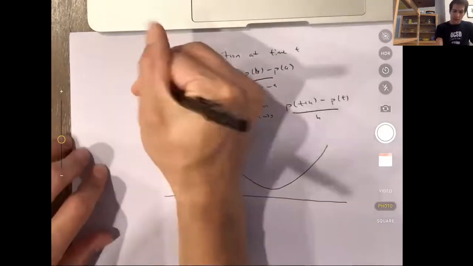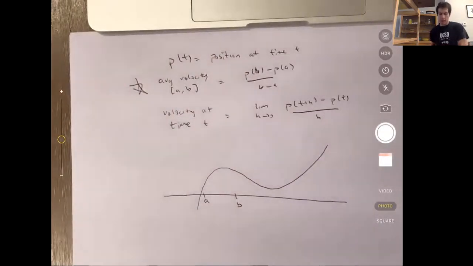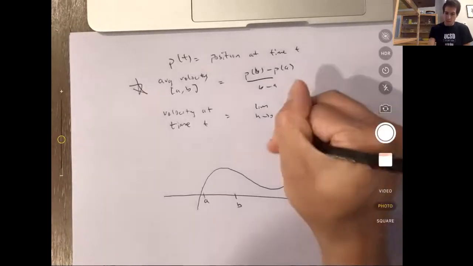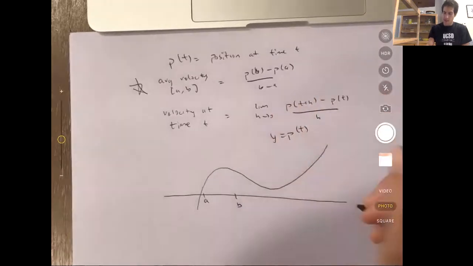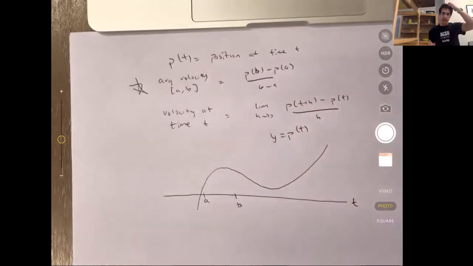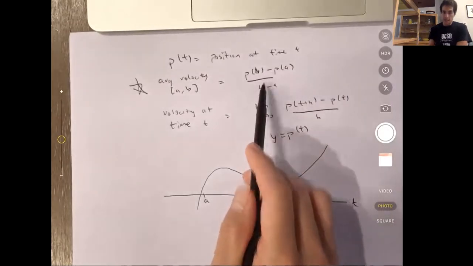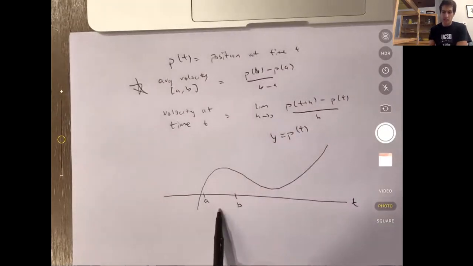So I want to first start with the average velocity. Graphically, I want to look at what this means. So if I have my position, y is p of t, and the x-axis here is the t-axis. I want to look at what this formula is saying according to this graph, right? So let's look at the numerator first, p of b minus p of a.